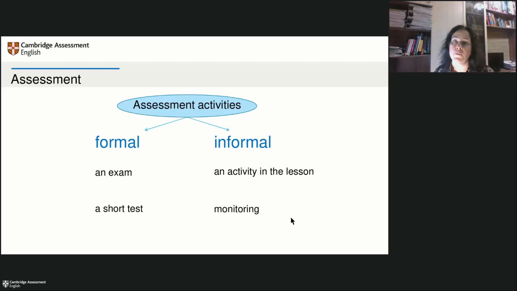Anyway, as for the informal assessment, we use different types of activities, of course, and we don't call them tests. They are just classroom activities, right? But you monitor, you observe, you see what the students are doing, and you're collecting information about their abilities, their strengths, their achievements, and so on and so forth. So you monitor, collect information, and then you can give them appropriate feedback, hopefully. That's what it's about, to collect information and give feedback.